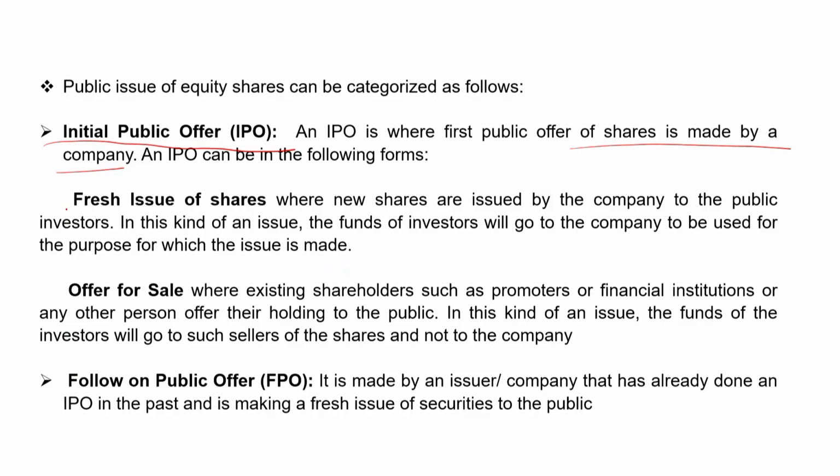In the initial public offering, we can further categorize the issues into multiple categories, such as fresh issues of shares, where new financial instruments are issued by the company to the public investors. In this kind of issue, the funds of investors will go to the company to be used for the purpose for which the issue has been made. That means the company will announce in its prospectus for what purpose it is going to raise the funds from the general public, and for that specific purpose only the funds will be utilized.